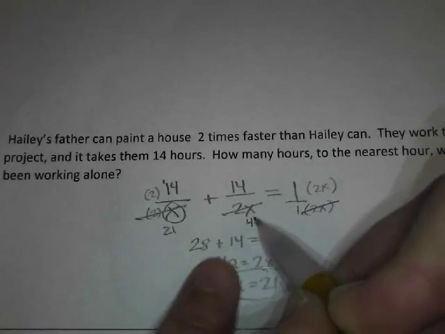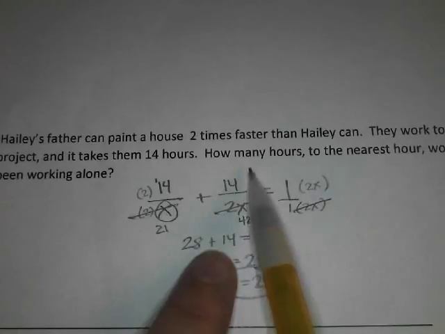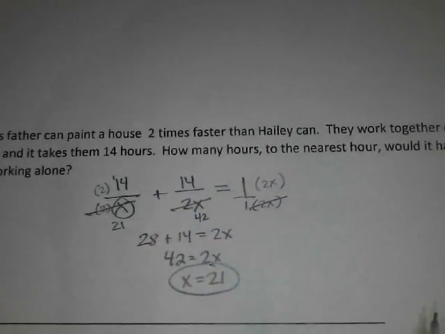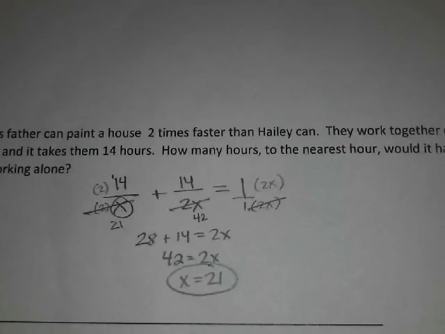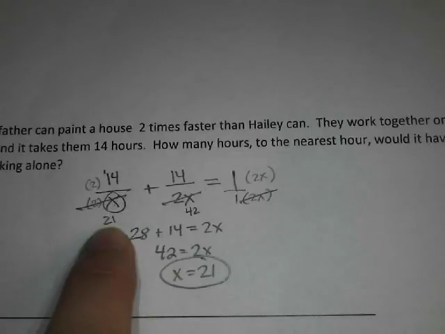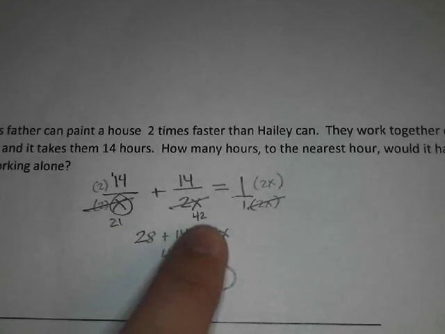So how many hours to the nearest hour would it have taken Haley if she had been working alone? Which one is Haley? The 42. Her father would do the full job in 21 hours. She would do the full job in 42 hours. So now that we know that answer, let's also make sense of that.